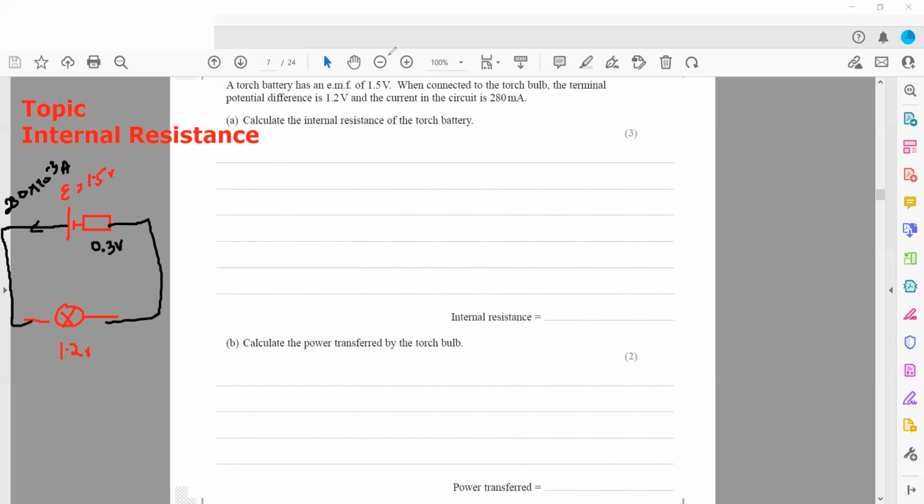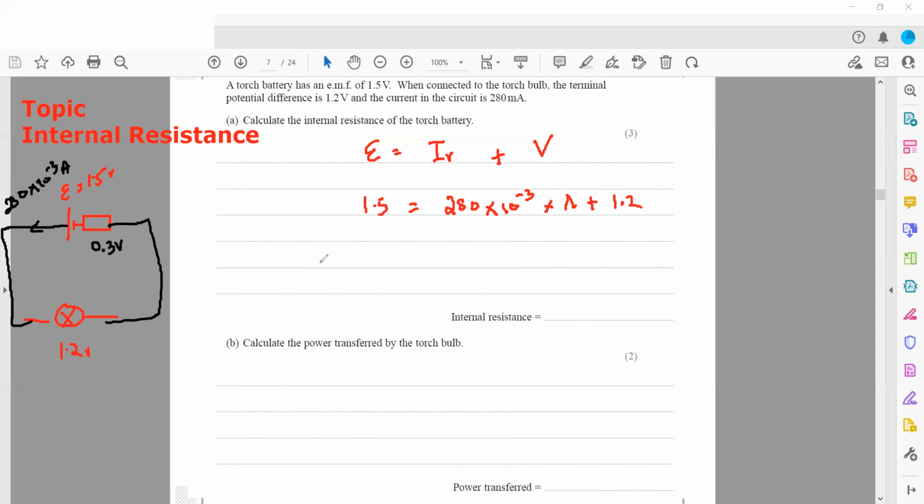Calculate the internal resistance. The formula which we can use: the total EMF is equal to the voltage drop internally, which is given by I into small r, plus the voltage drop externally, which is equal to I into capital R, or we can also say V. So total EMF is 1.5. The current in the circuit is 280 milliamperes. So 280 into 10 to the power minus 3 multiplied by r, plus the external voltage, which is 1.2.